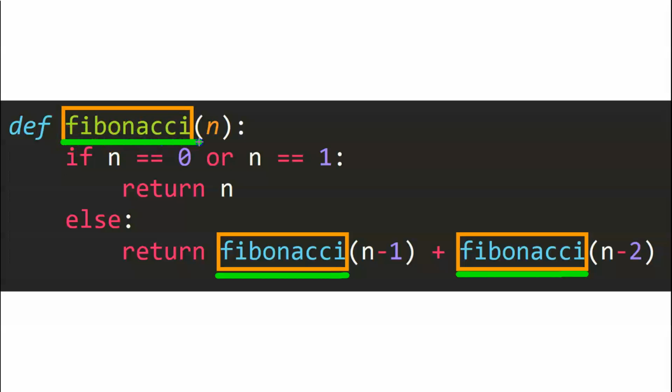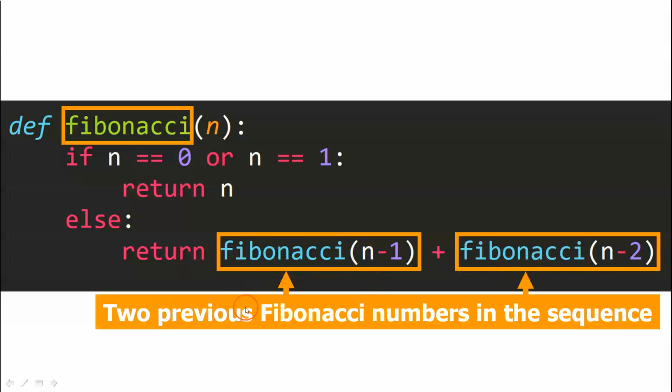The function is called Fibonacci. And right here, we are calling the Fibonacci function in the function definition. That is why this function is recursive. These function calls are going to find the two previous Fibonacci numbers in the sequence. And then they are going to add those values because we have the plus sign, and they are going to return the result of the call to the Fibonacci function.